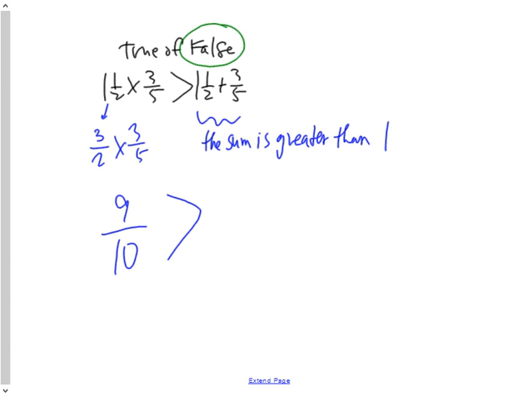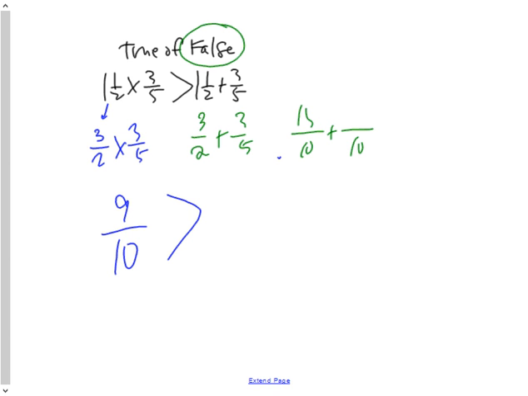Now if I actually worked it out, which probably most of you did because you're good students, who did it that way? I just said the greater than 1. Did anyone do that? No. 3/2 plus 3/5. Common denominator is 10. You get 15/10 plus 6/10 is 21/10, which is 2 1/10. So 2 1/10 is greater than 9/10, not the other way around, so it's still false.